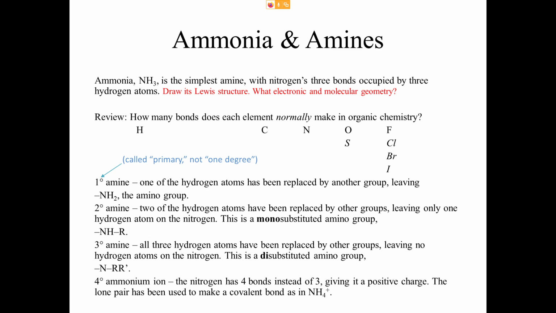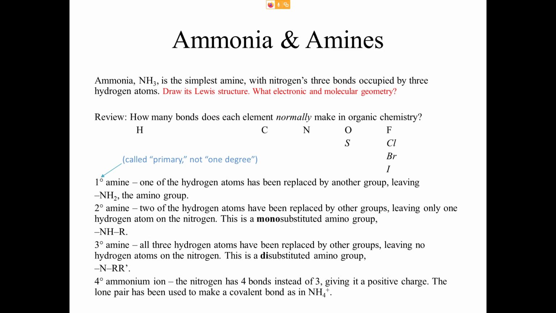So the degree here, the primary, secondary, or tertiary, tells me how many non-hydrogen things this nitrogen is bonded to. Well, we know nitrogen makes three bonds, so if it's bonded to two H's and only one carbon chain, that's its three bonds, it's a primary amine. If it's bonded to two non-hydrogen things and only one hydrogen, that's a total of three, it's a secondary amine. And if it has no hydrogens on it, bonded to three carbon chains, then it's a tertiary amine.